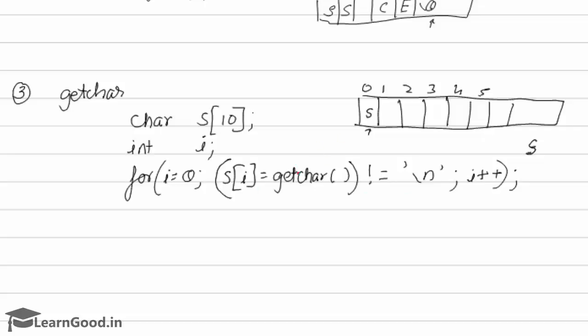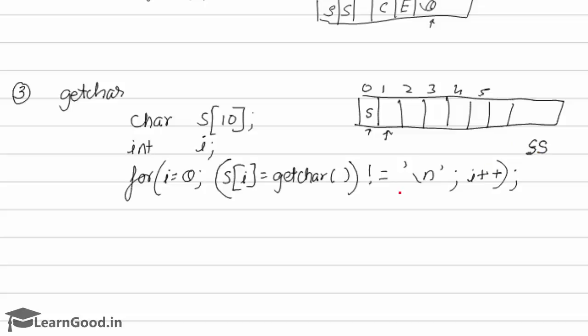So what happens here? i value is 0, s of 0 is equals to getchar. I have entered here S, that S will be stored inside s of 0th place. And that S is not equals to \n. It checks the condition. If it is true, then goes back here i plus plus. So i is going to be this time 1. So after expression 3, again it comes back to expression 2. Once again, i value is 1. So s of 1 equals to getchar. So it's reading the second character.